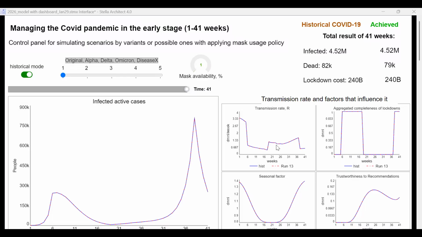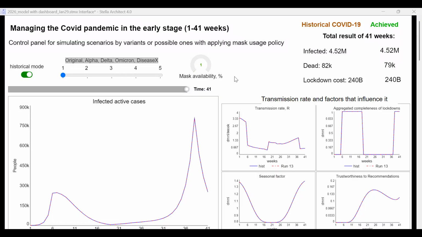Now I will share the screen with the system dynamics simulation, and I will guide you through the model, showing how we achieved specific outcomes. So the first task was to replicate historical data using simulated models. For that purpose, we established a so-called historical mode, historical scenario that replicates what happened during the first 41 weeks of pandemic.